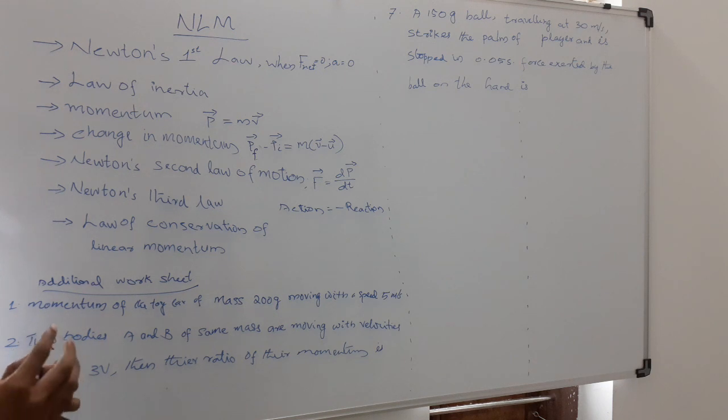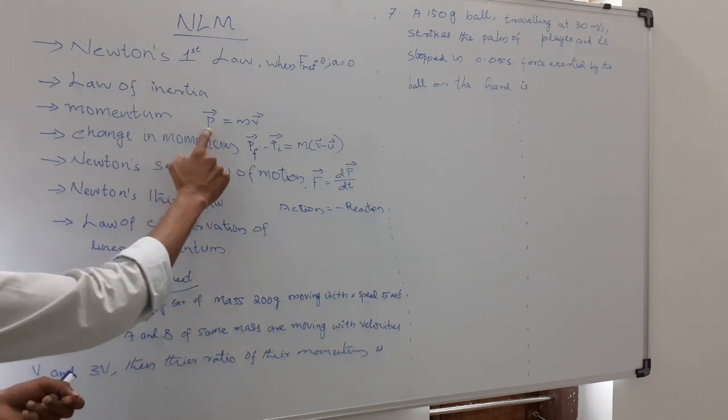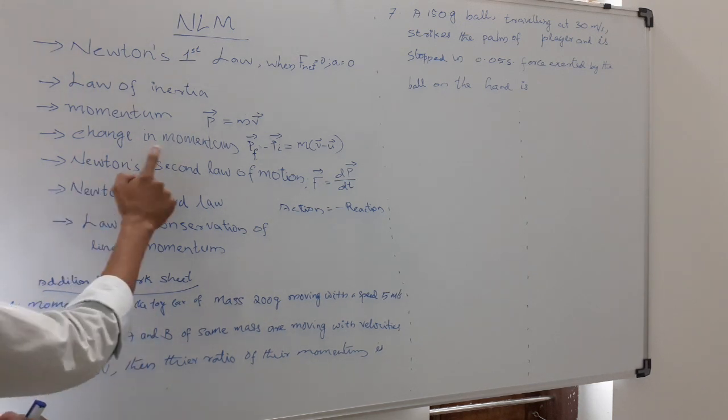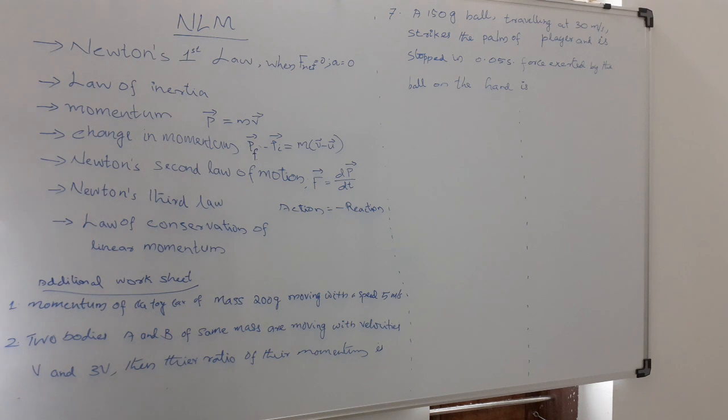So if you are asked whether the quantity of motion is given by momentum or by net external force, which you have to choose, the quantity of motion is given by momentum, not by force. Now, change in momentum. If Pf is the final momentum and Pi was the initial momentum, then change in momentum is m into (v minus u), where v is the final velocity and u is the initial velocity.